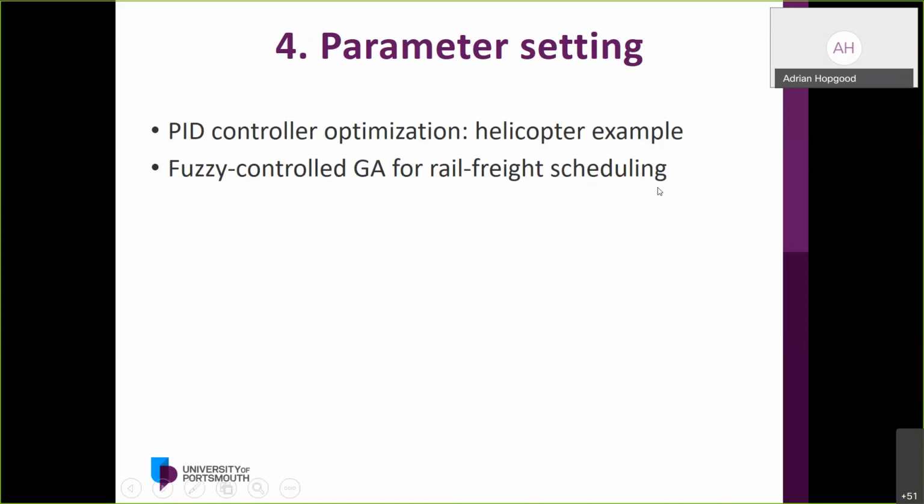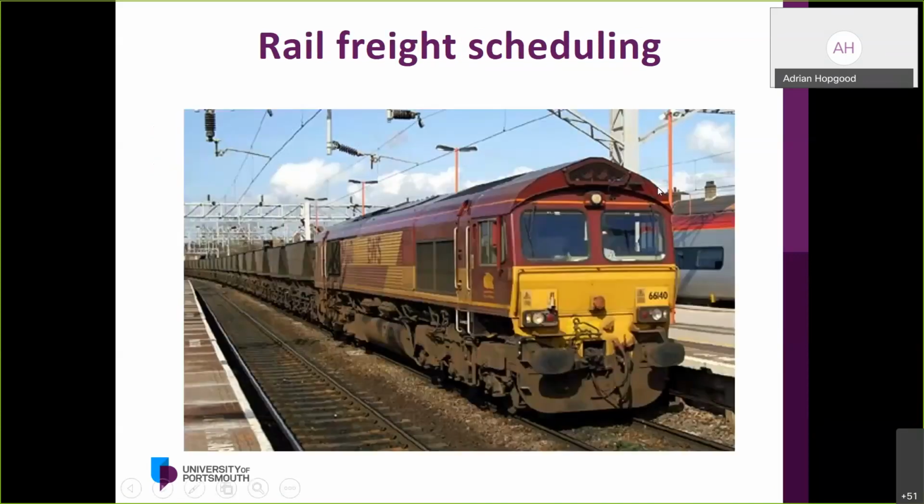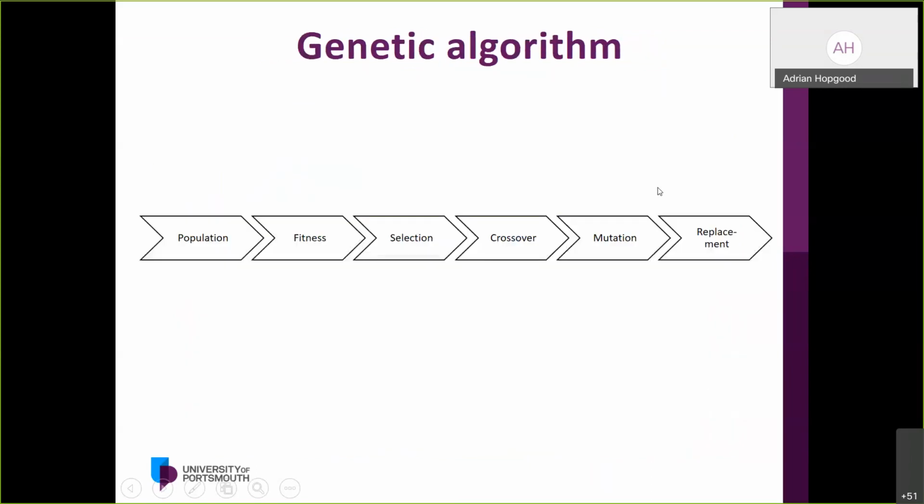Let's move on to the rail freight scheduling. Now, I showed you the genetic algorithm, but there's something else beyond that that I haven't shown you yet. And that is that we've used a fuzzy logic controller to enhance that genetic algorithm in real time. So here's our rail freight problem that we've seen before. Genetic algorithm, I've set that up before. You remember you've got this idea of a population, you select the fittest, you reproduce through crossover, you add diversity through mutation, and you have a new population.